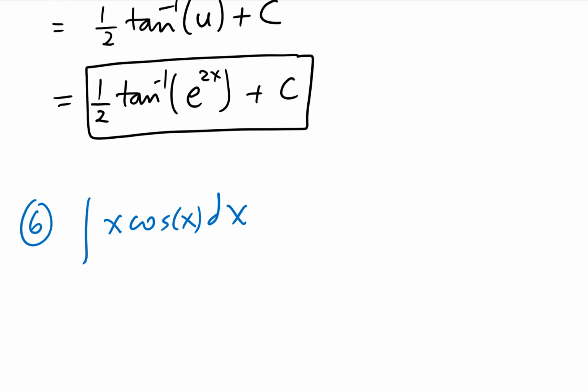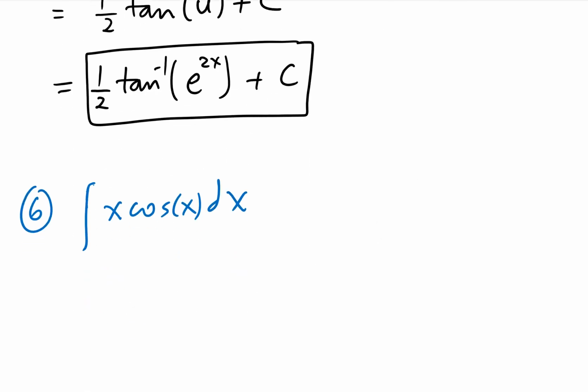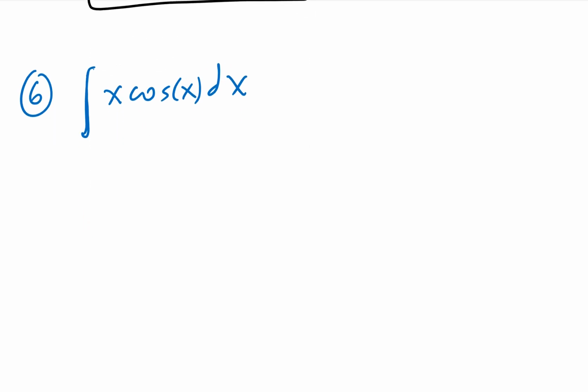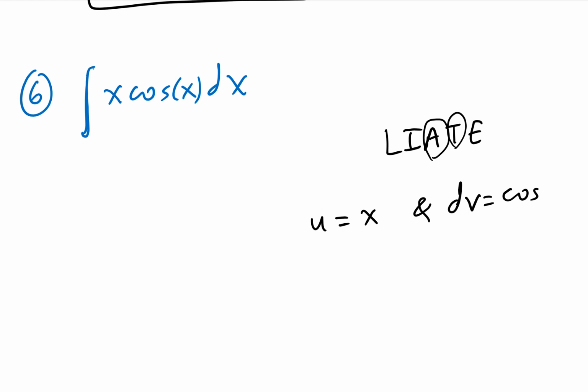Number 6, the integral of x cosine x dx. For this one, u sub is not going to work, so we need to use integration by parts. So remember the trick LIATE. We have algebra and trig. So u would be the x, and dv would be the cosine x dx. So du is going to be dx, and v is the sine x.